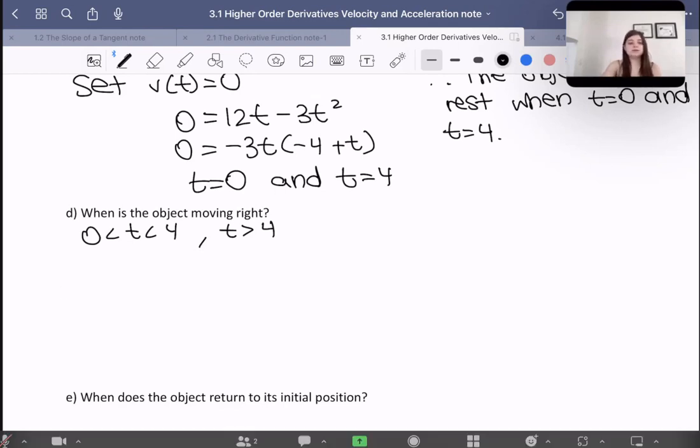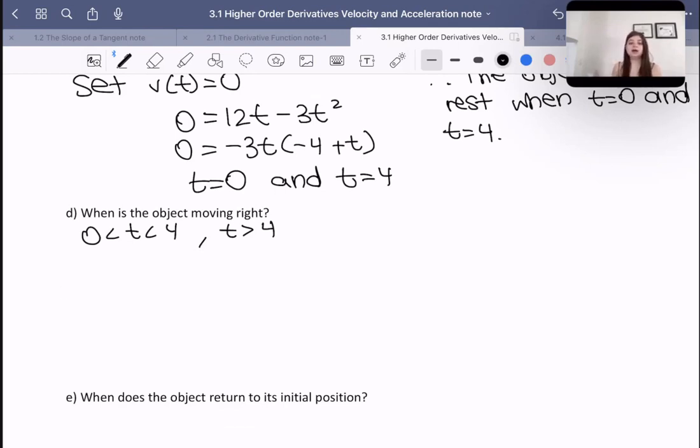So what I'm going to do for these intervals is I'm going to plug in any value within the interval, right? Because in order for the object to switch directions, it first has to be at rest for a moment before it can actually switch directions. It won't instantaneously switch. It'll stop and it'll go backwards. It'll go the other way.